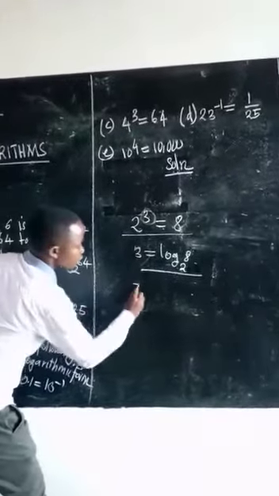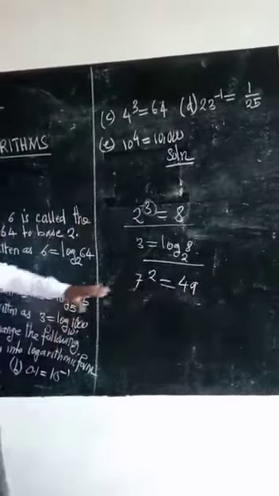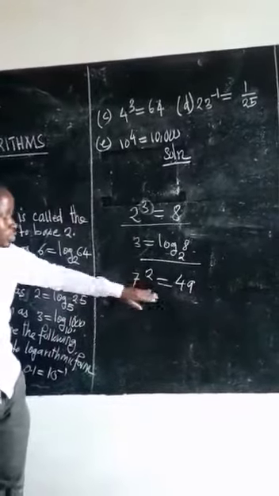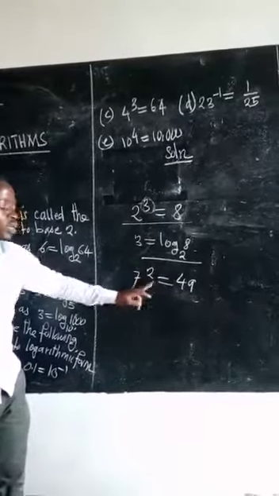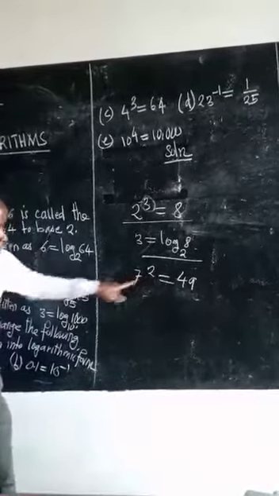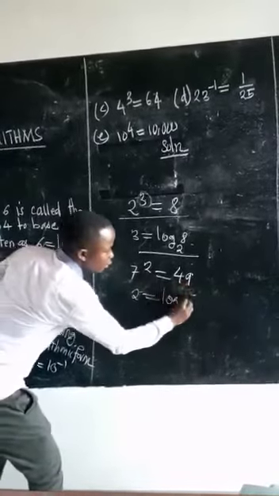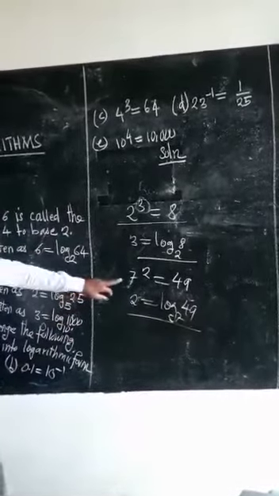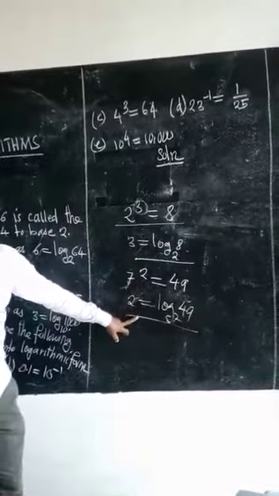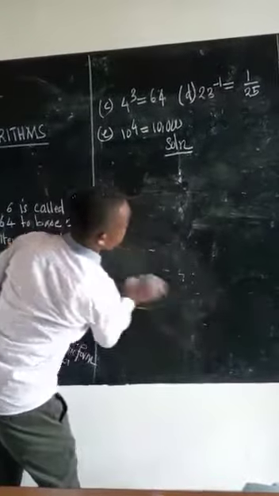When we have 7 power 2, we all know that 7 power 2 is equal to 49. This is in exponential form. But how can we write this in logarithmic form? We start with the exponent: 2 is equal to log of 49 base 7. So this is in exponential form, and this is in logarithmic form. That's what I was trying to explain here.